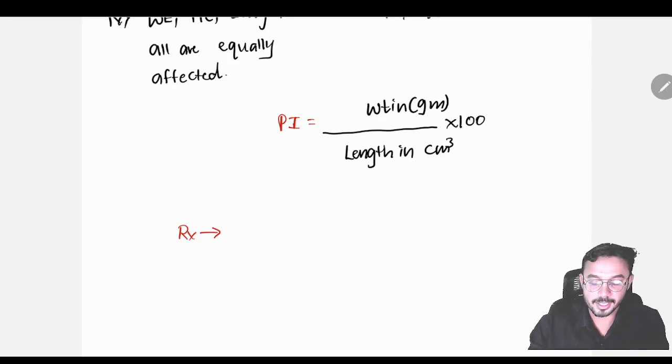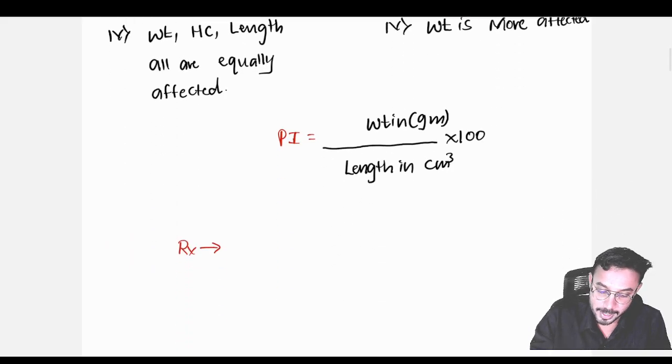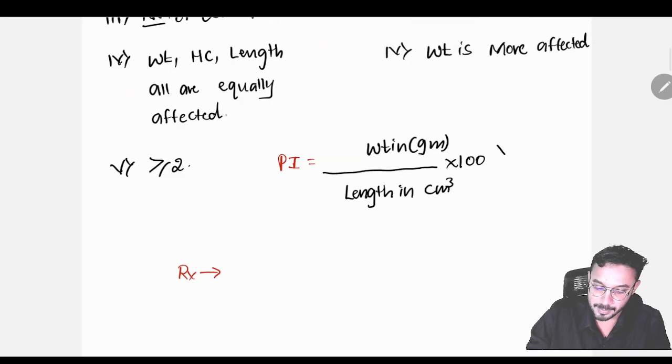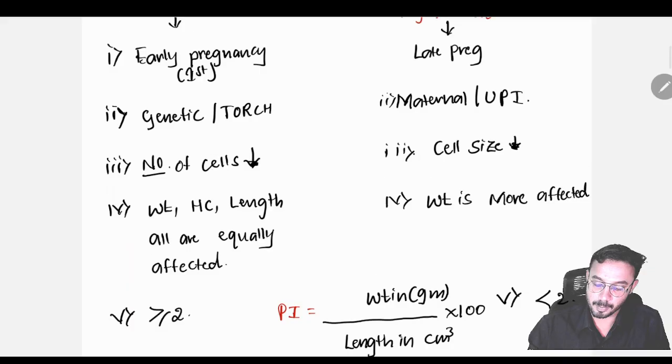So if I calculate this ponderal index for the symmetrical IUGR baby, it is greater than or equal to 2. Greater than or equal to 2 in symmetrical. In asymmetrical it is less than 2. Okay. So what about prognosis? In symmetrical the prognosis is very bad.